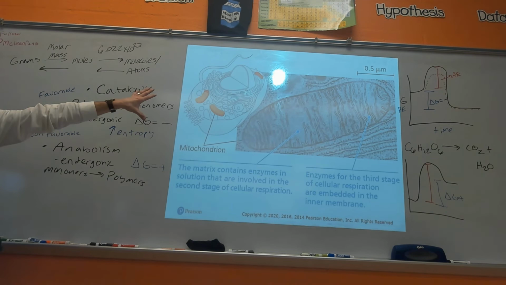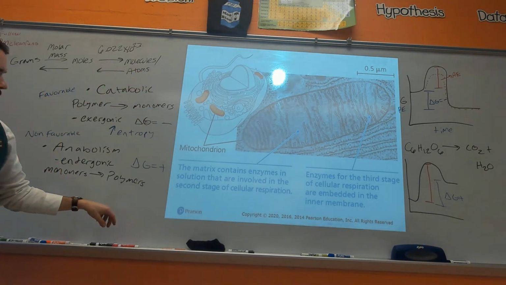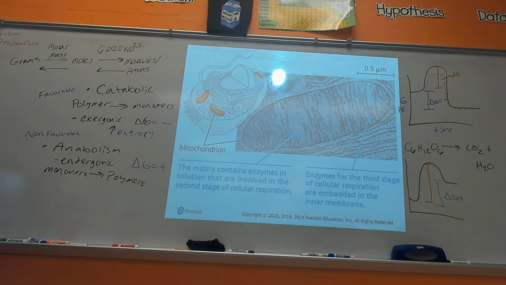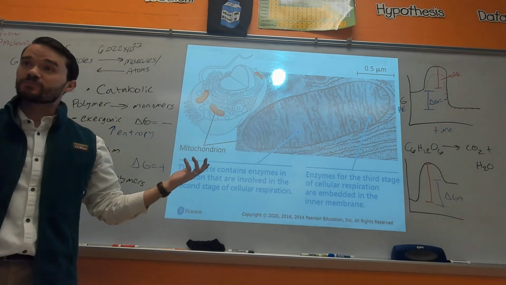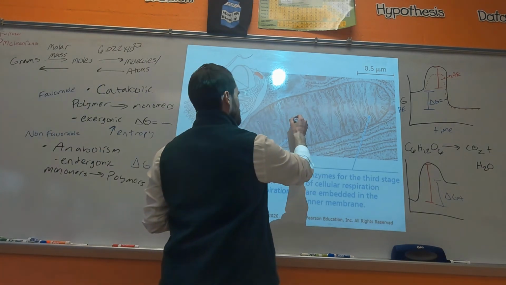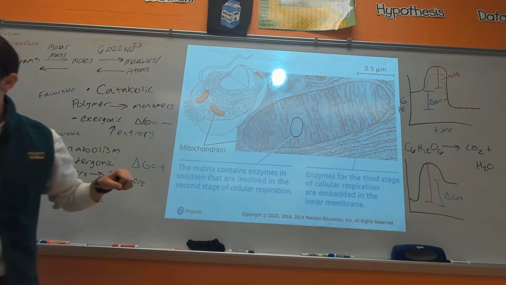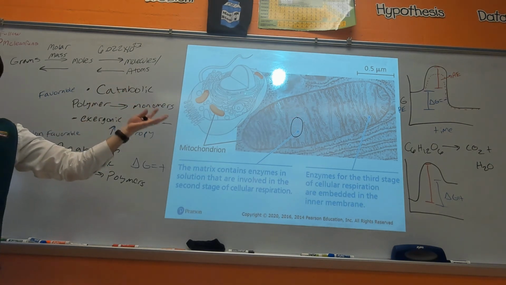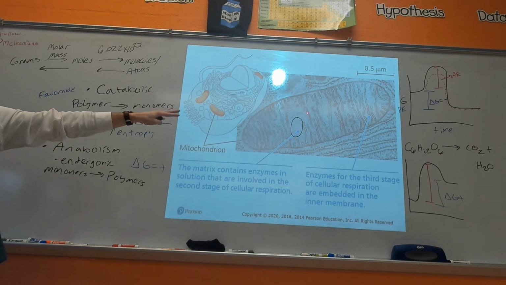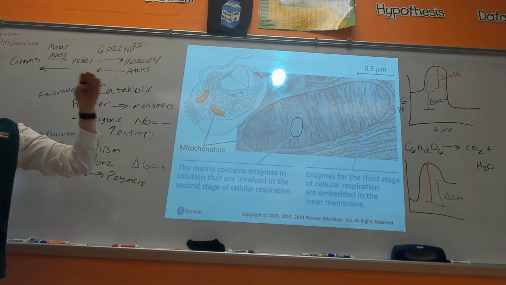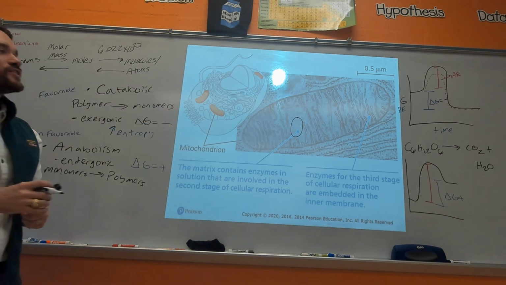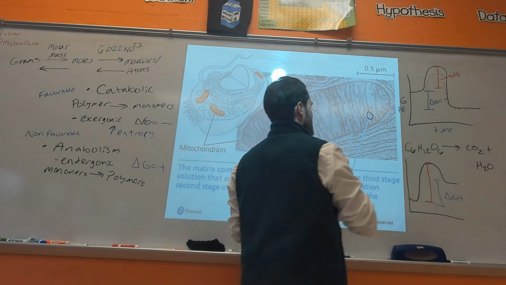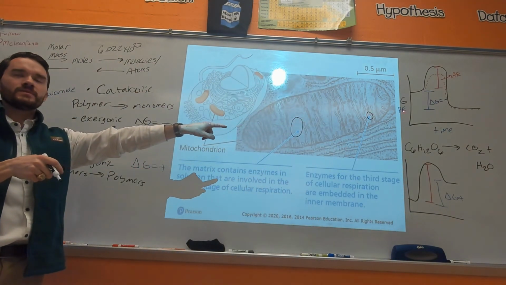Let me show you the mitochondria. This is how we might do it in the mitochondria. Mitochondria, powerhouse of the cell. This is how we do cellular respiration. Some of the enzymes for cellular respiration we have in the matrix, which is like the cytoplasm of the mitochondria, the empty, free space inside the mitochondria. Other enzymes we have on the inner membrane of the mitochondria.